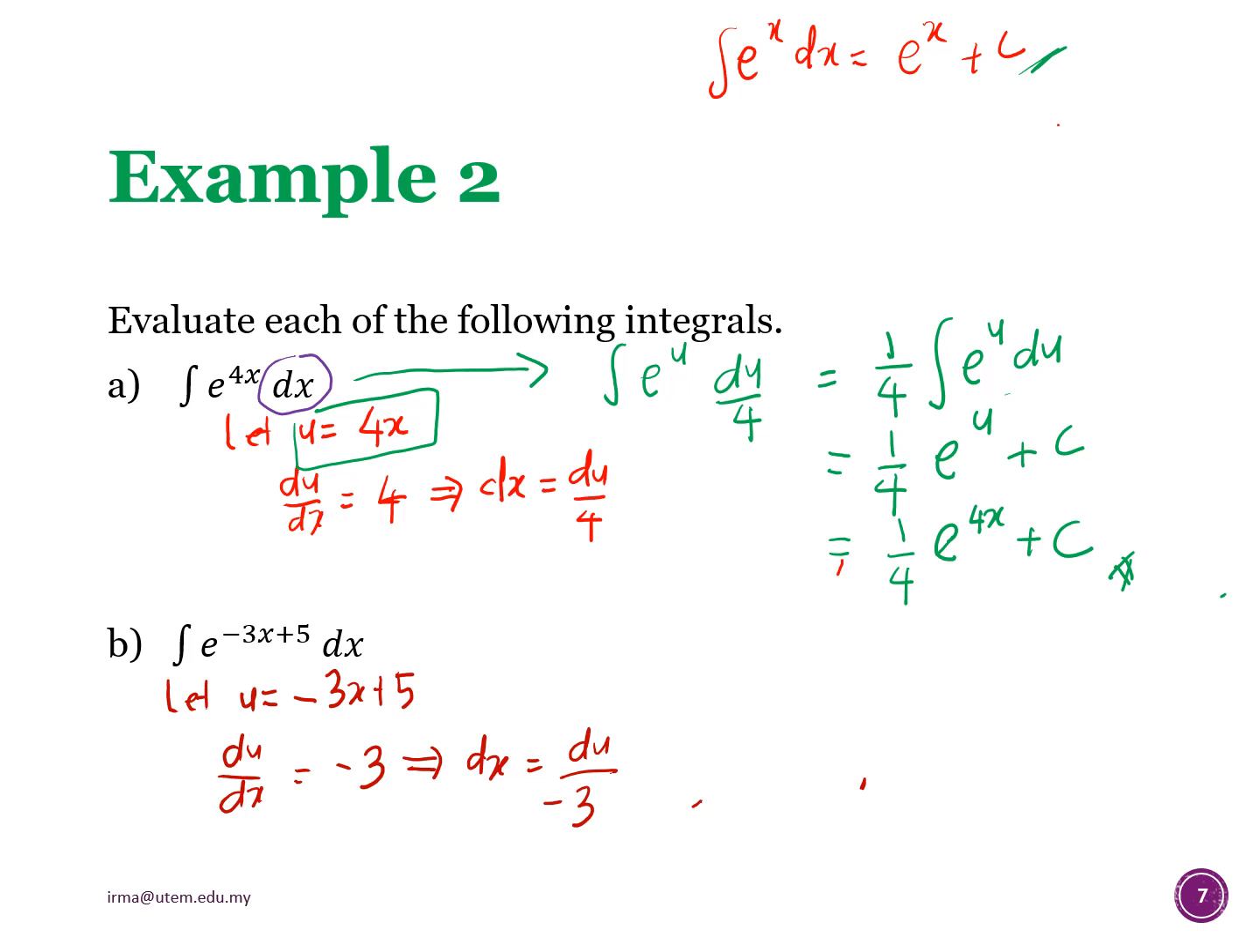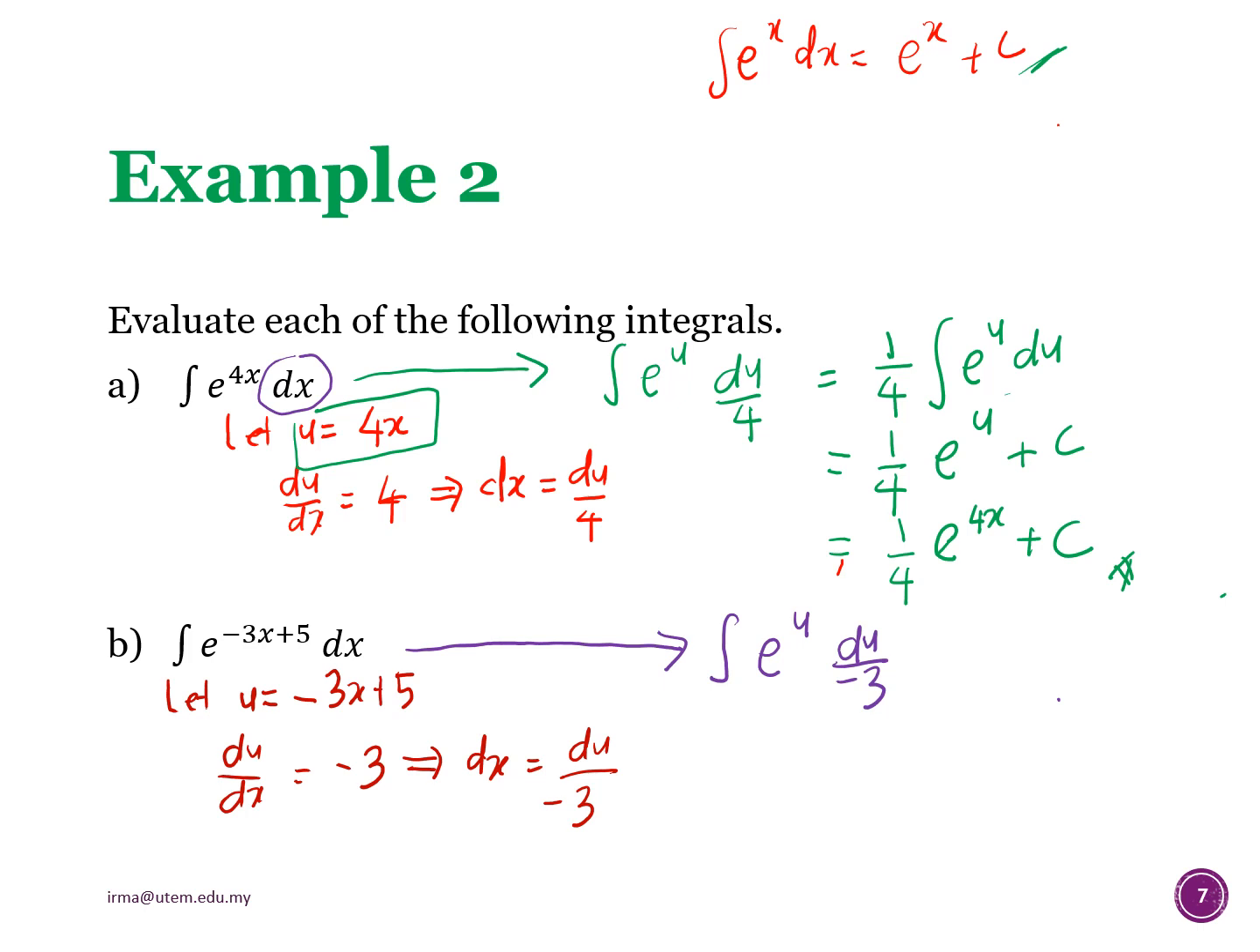And now the original integration in terms of x, we change to the u variable. So we have exponent u, and dx becomes du over negative 3.